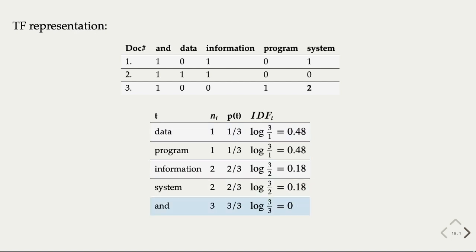Now let's look at another extreme example, the term n. Term n appears in all 3 documents, so the probability is 3 divided by 3, which is 100%. The inverse of 1 is still 1, and log 1 becomes 0. This means that the term n appears so frequently, in all the documents, that it becomes useless, and the weight has been reduced to 0.